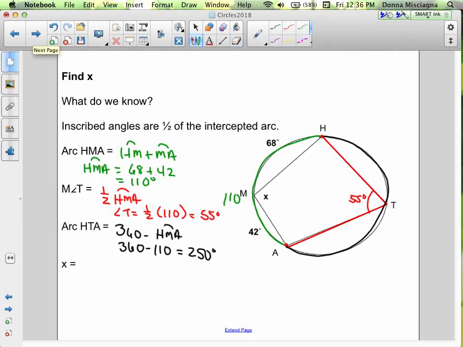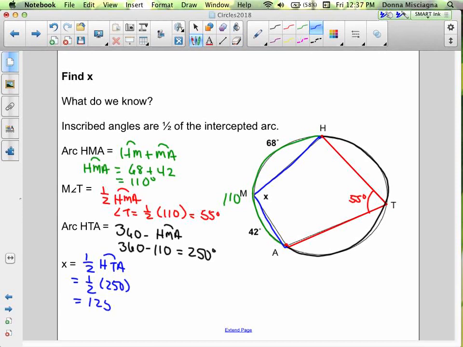So X, or angle M, is going to be equal to, if we follow the angle out, right? It's like it's a mouth. Imagine it's a mouth and it's eating its intercepted arc. Its intercepted arc is on the endpoints of that angle. It's arc HTA. So X here, the inscribed angle, is always half the arc, so it's going to be equal to half of arc HTA, which is 1/2 of 250, or 125 degrees.